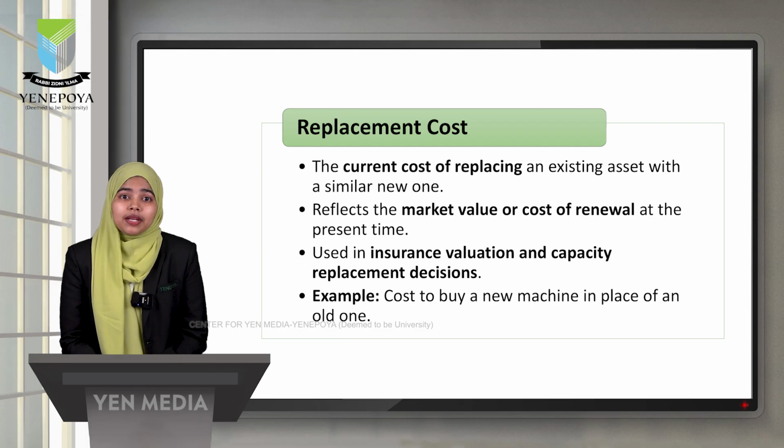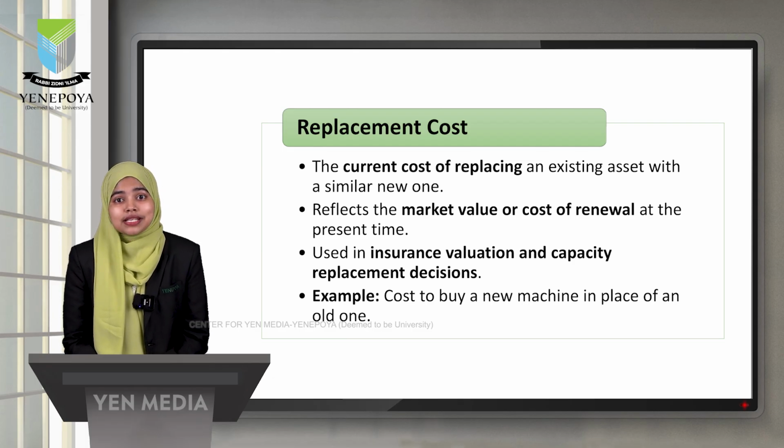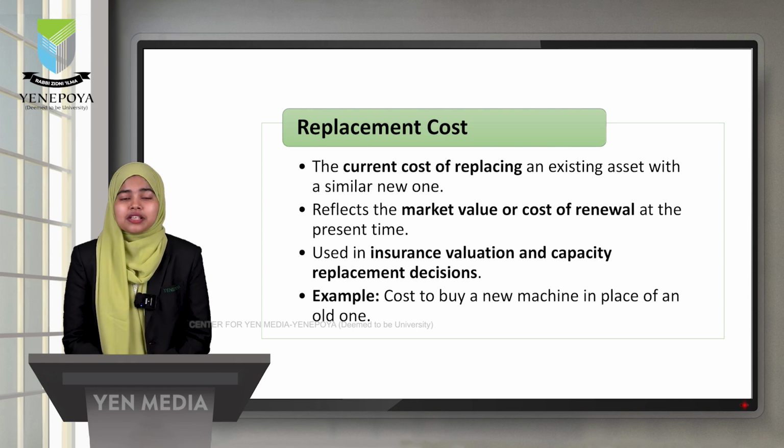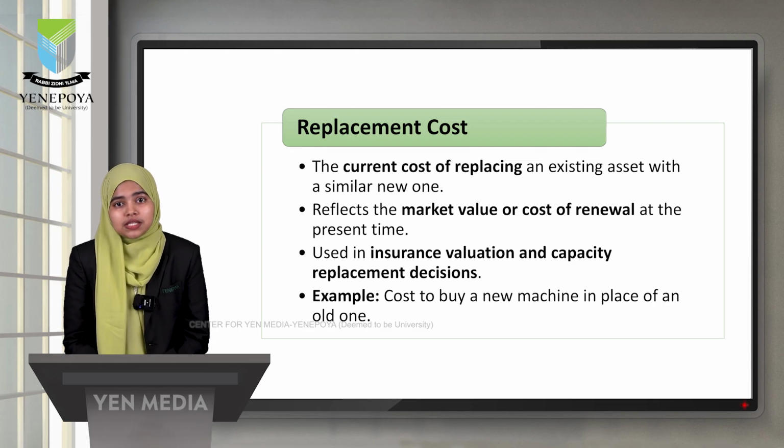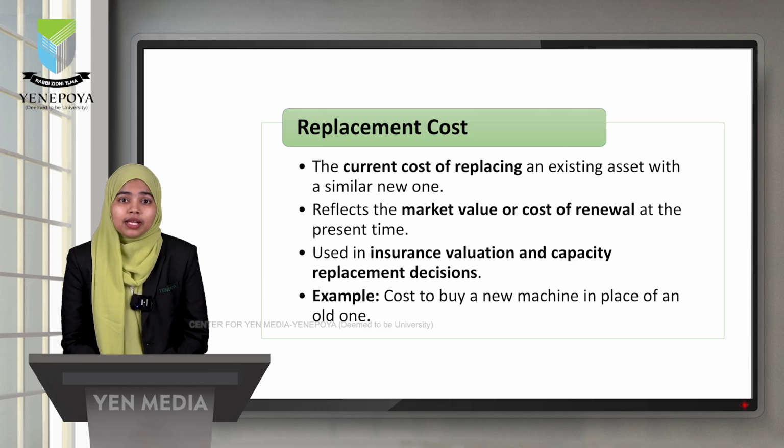Next up is replacement cost. Replacement cost is the cost of replacing an existing asset at a current market price. If a machine purchased 5 years ago for Rs 3 lakhs would now cost Rs 5 lakhs to replace, then 5 lakhs is a replacement cost. This is useful especially in cases of insurance valuation, budgeting and decision making, especially in decisions such as whether to repair or replace an old asset.